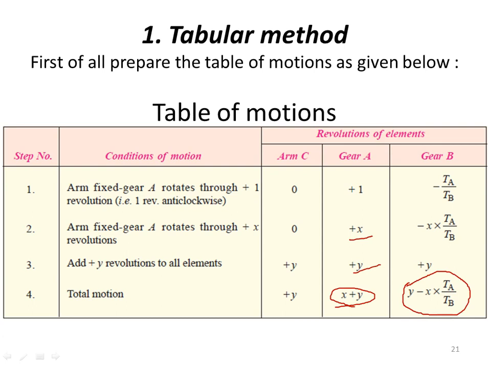Okay. So you got now total motion for arm C as plus y. For gear A you got x plus y, and for gear B you got y minus x into Ta by Tb. So these three now you have to use in the given condition of the given problem. Always remember this step of how to do it.